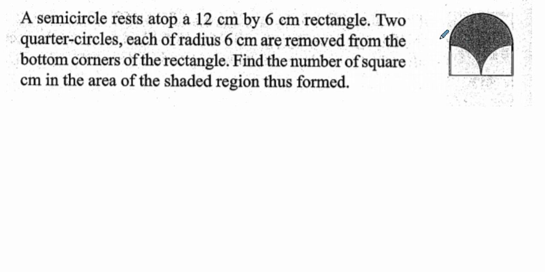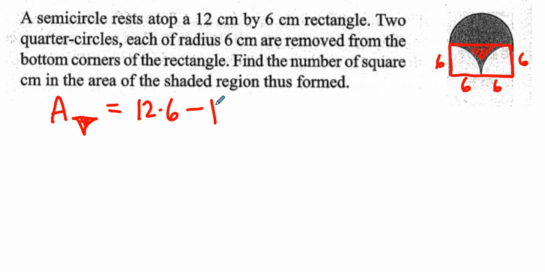Well, let's see what's going on here. We've got a 12 by 6 here, right? So that's 6, that's 6, that's 6, that's 6. So the thought is that the area of this shaded region is the area of the rectangle minus this area minus this area, if we could find them.